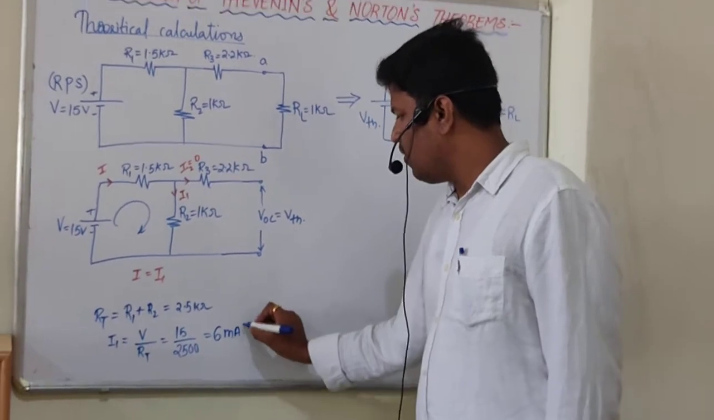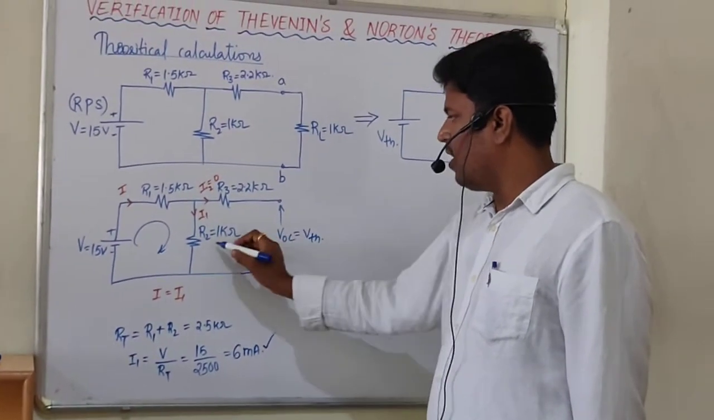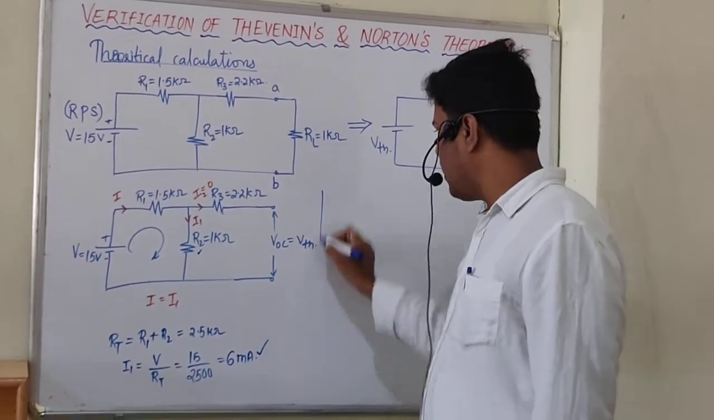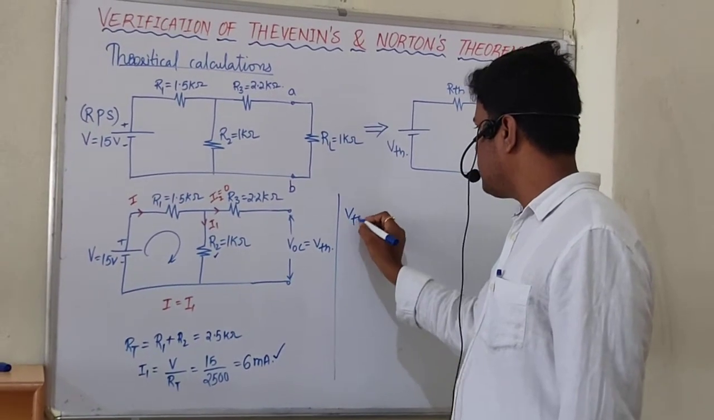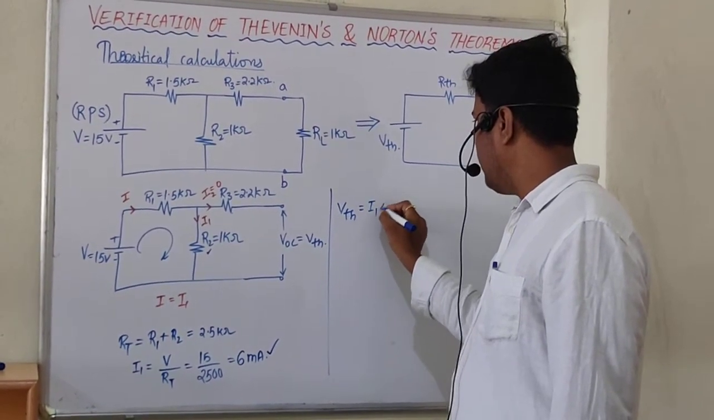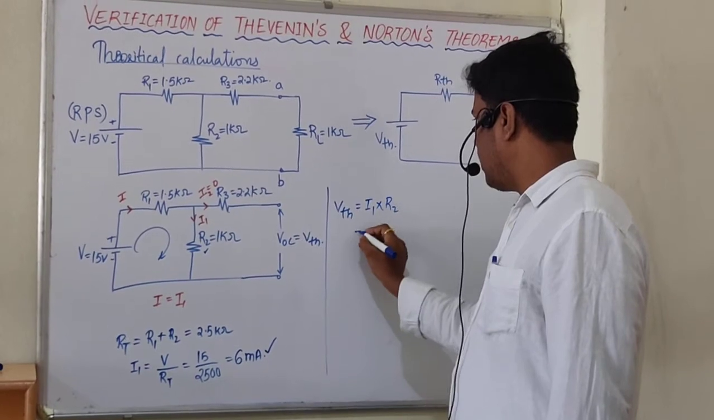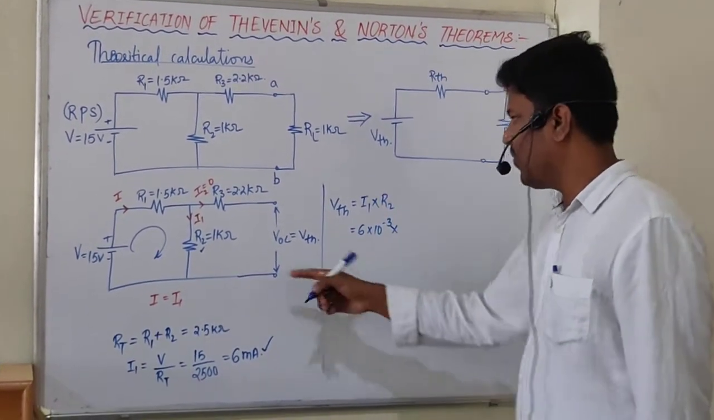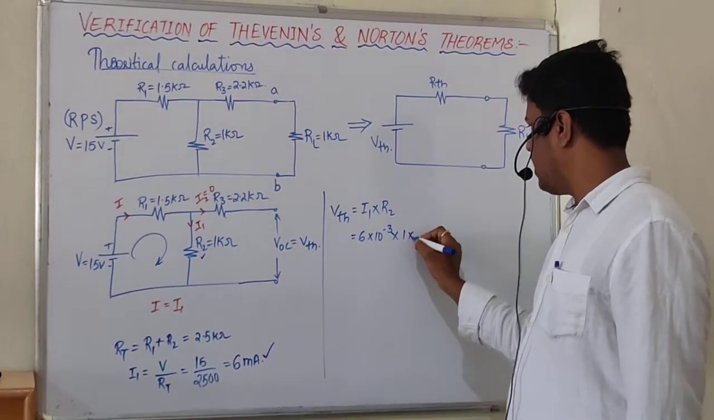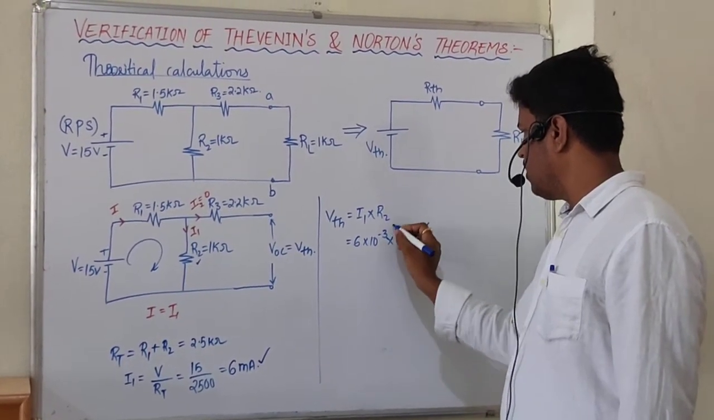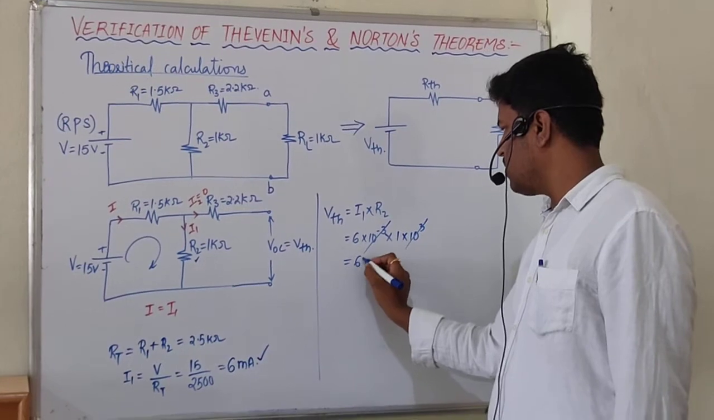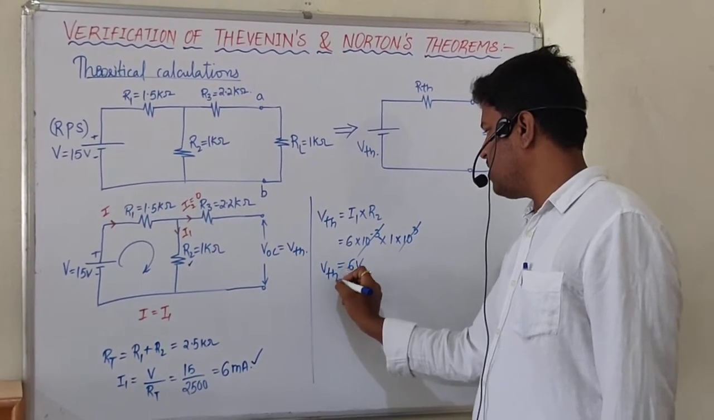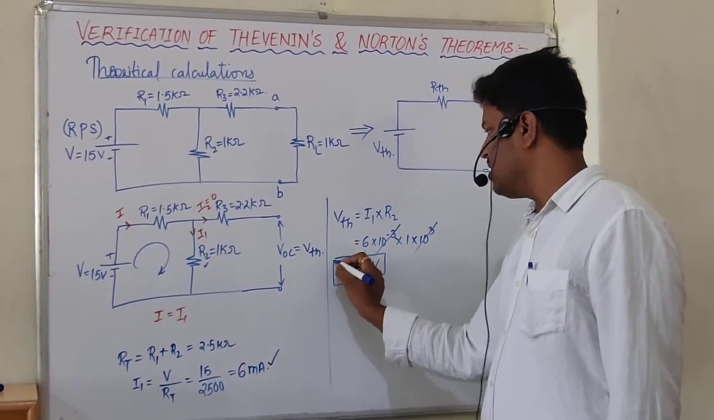Now we know I1 and we know R2. We can calculate what is VTH. VTH is equal to I1 into R2. I1 we know 6 milli and R2 1 kilo. So we will get 6 volts. So VTH we got theoretically 6 volts.